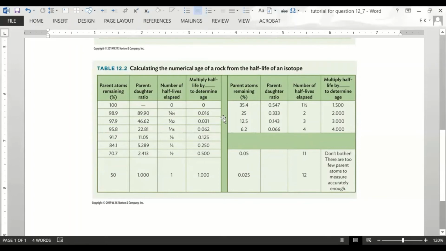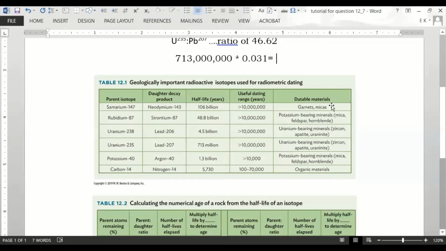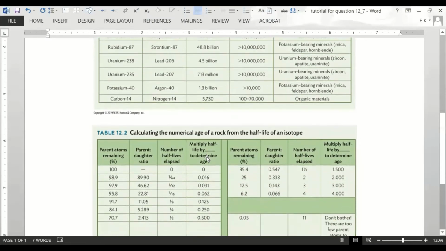So then we go to table 12.1, and here's uranium-235, lead-207, and it tells us that the half-life is 713 million. So I'm going to go ahead and set that up. So you write 713 million times 0.031. And we got that from this table down here.